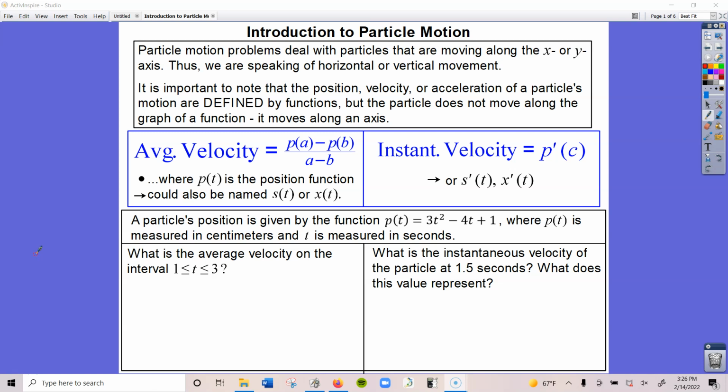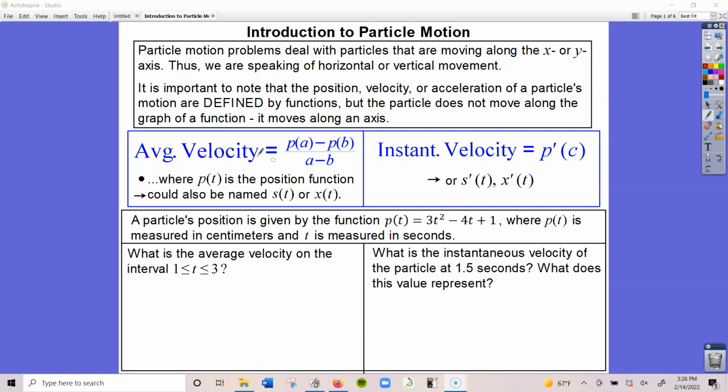Our position, velocity, and acceleration functions that we're going to look at today are functions, and so their graphs may look curvy or they may look like polynomials or lines, but that does not mean that the particle moves along the graph of the function. The graphs are just going to describe how it's moving side to side or up and down.